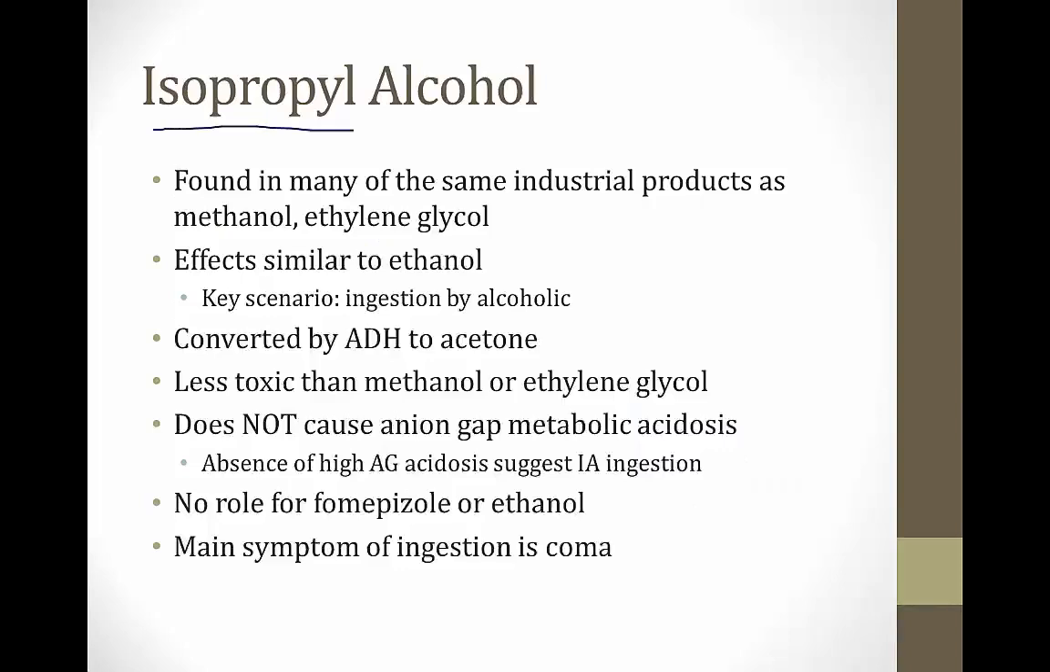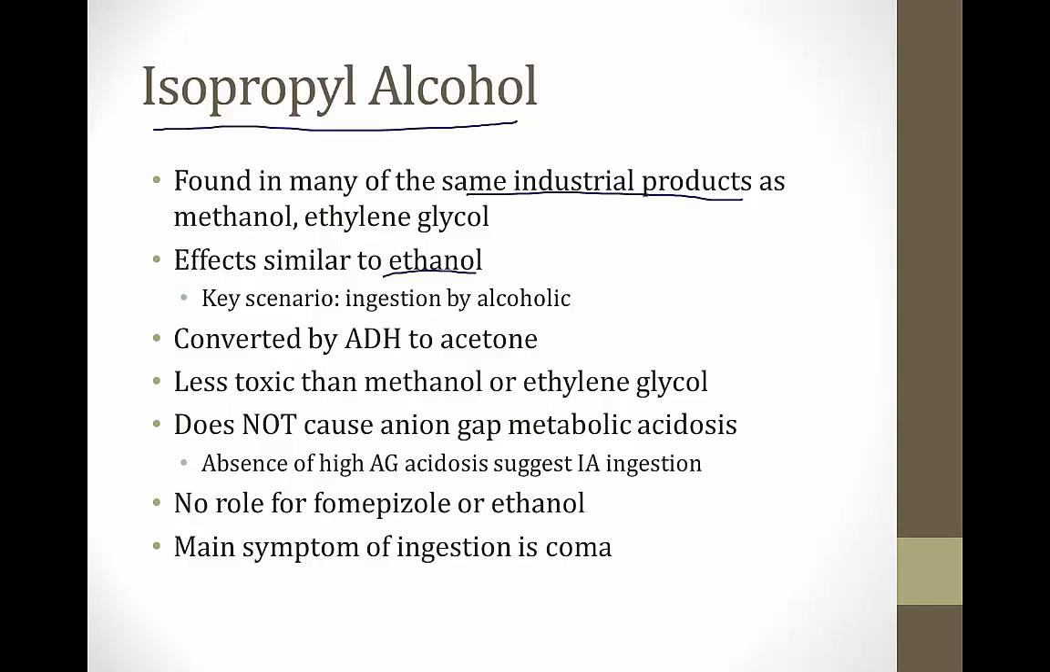Next, let me mention isopropyl alcohol, which does not cause an anion gap metabolic acidosis. But the reason I'm mentioning it is because it's found in many of the same industrial products as methanol and ethylene glycol. It has effects very similar to ethanol, and a key scenario is an alcoholic who can't get his or her hands on some booze, so they ingest some isopropyl alcohol.